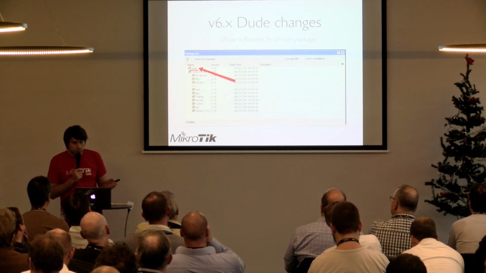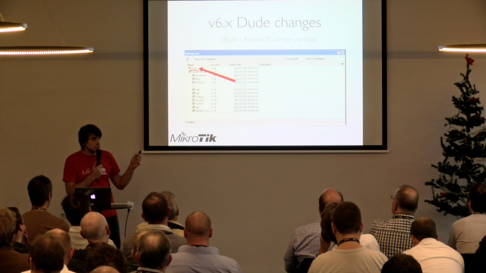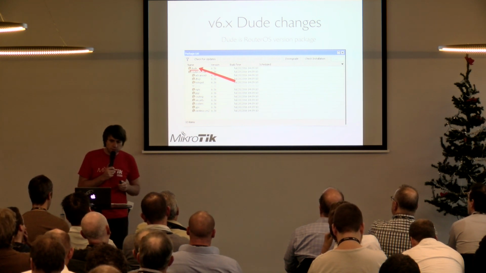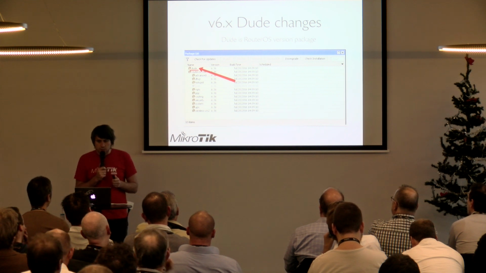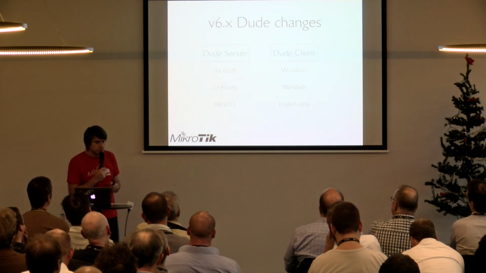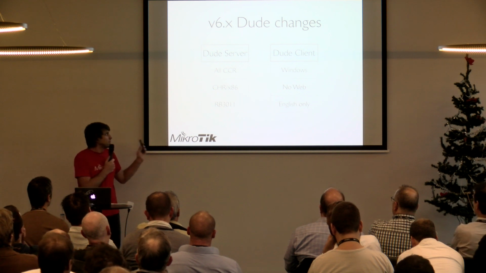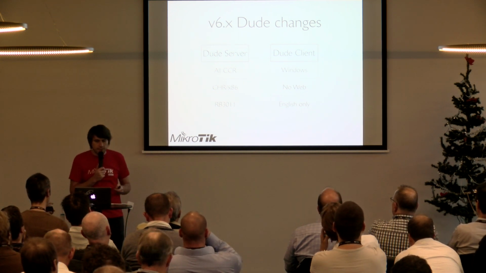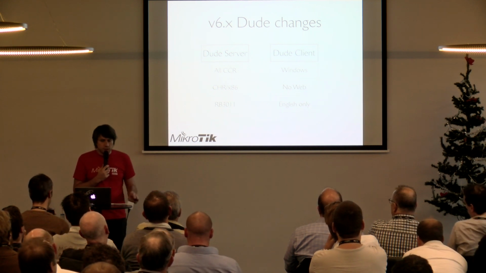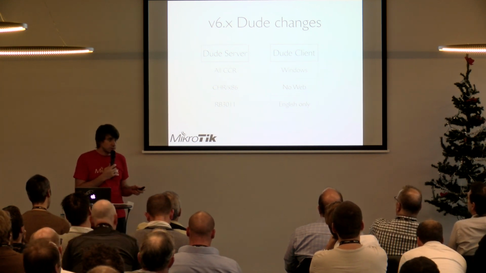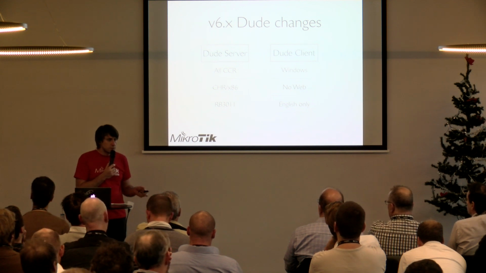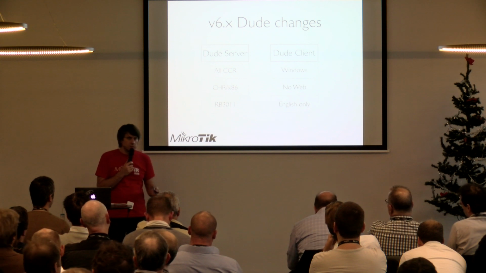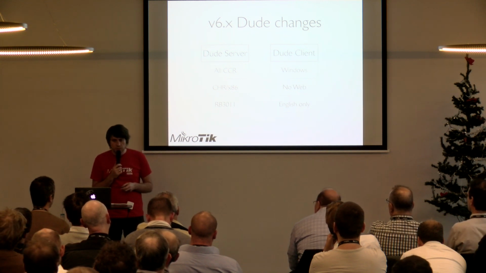So the most important thing is that now you have the Dude as a separate package, and it is available for different router devices. Like I said, for the server you have all CCRs, CHR, x86, RouterBOARD 3011 and hEX. For the client it is Windows. We removed language support at the moment. It is in English only. Previously we had support for different languages, but at the moment we have removed it.